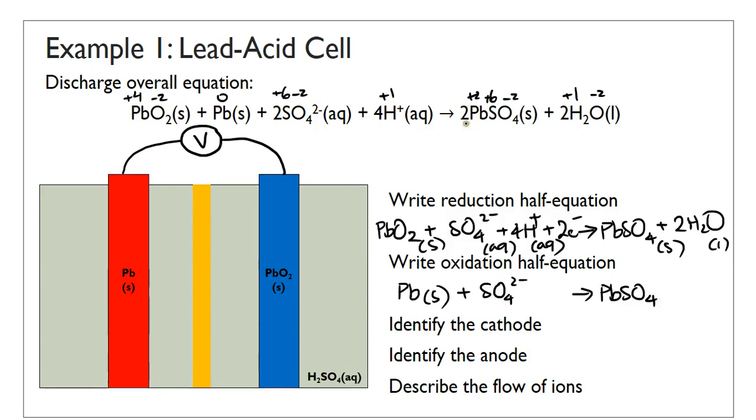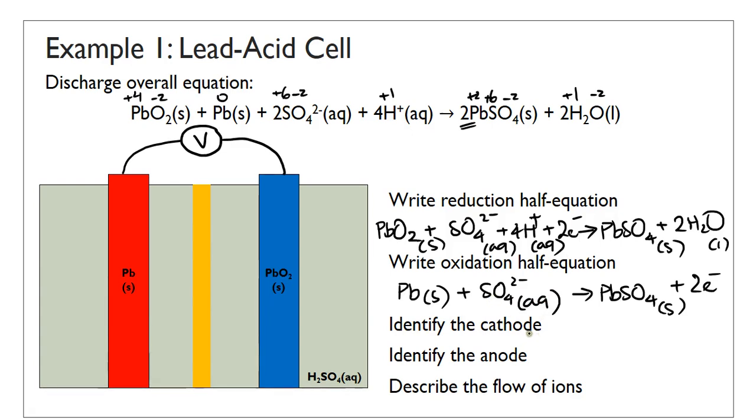Notice how there are two PbSO4 in the overall equation, so one must come from reduction and the other from oxidation. And then I just add 2 electrons to balance the electrons. Put in the state. Okay, so half equations for reduction and oxidation.